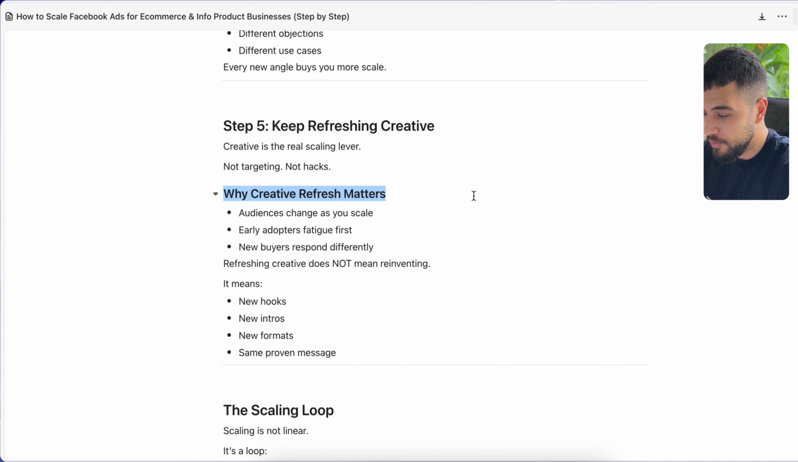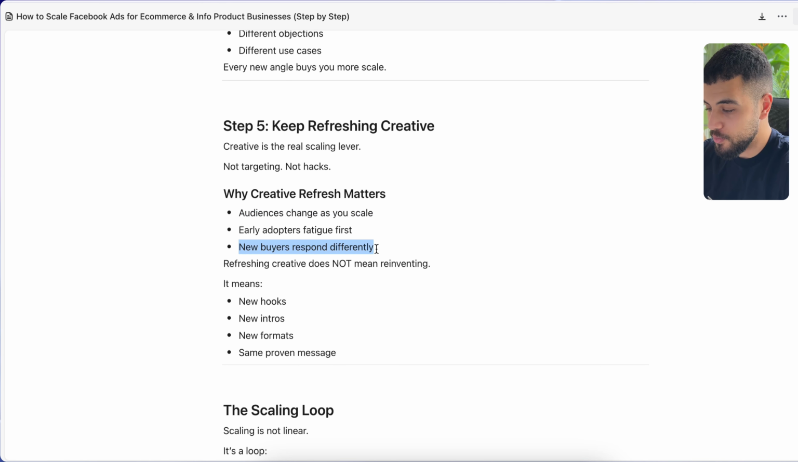Now, why does creative refresh matter? Audience changes as you scale. Again, you're tapping into different pockets of audience. Early adopters fatigue first. So again, if you do like 1, 2, or 3 ads, let's say, they work really well. At a certain point, they will fatigue. So when they fatigue, performance will go down. You'll panic. You'll go back to spending $20 a day, which is something that we don't want, obviously.